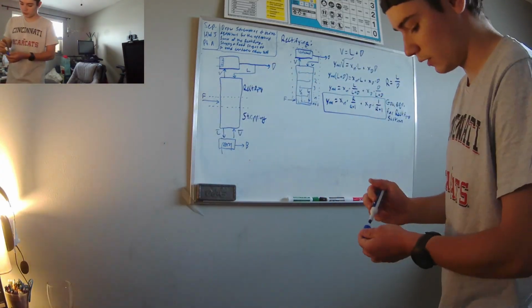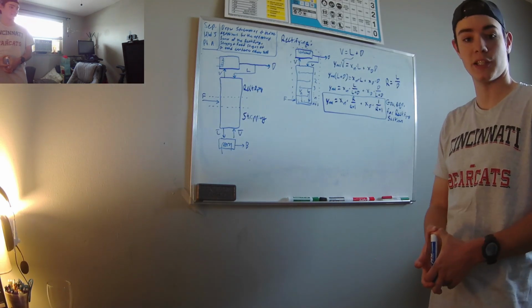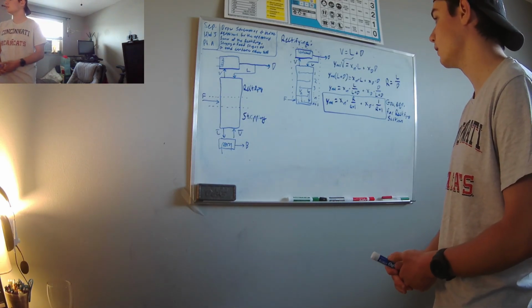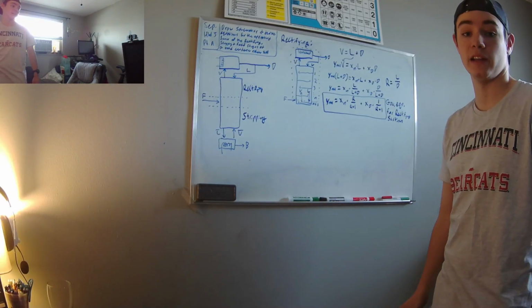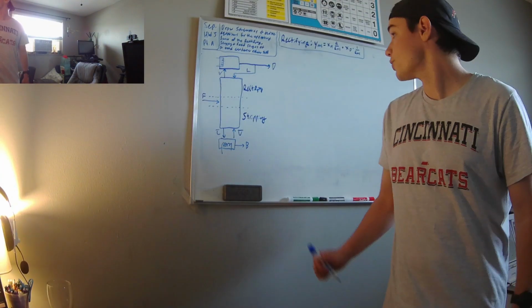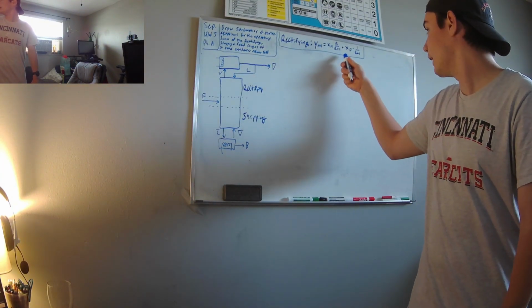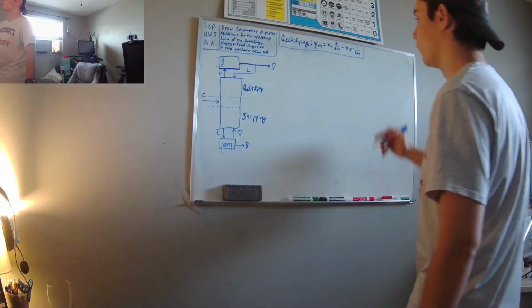So moving on from here, I'm going to erase all this to give us a little more room for our stripping section. We're going to also derive the schematics and a similar governing equation for the operating line for our stripping section. So let's go ahead and move on to that. So now we've derived our operating line equation and our schematics for our rectifying section. Let's go ahead and move on to our stripping section.